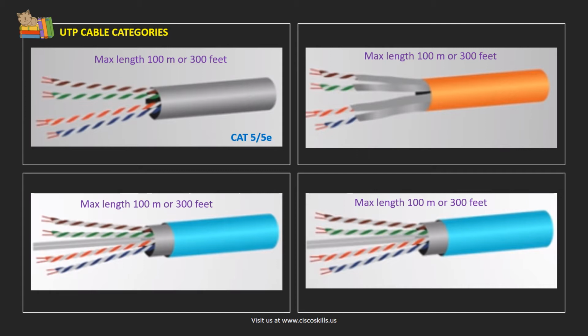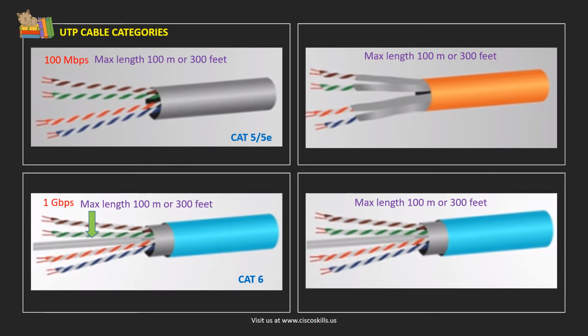Cat5 or Cat5e has 4 pairs of wires. It can transfer data up to 100 megabits per second. However, it is susceptible to noise. The next category is Cat6. Cat6 can transfer data up to 1 gigabit per second. As you can see, Cat6 has an additional core in addition to the 4 pairs of wires.